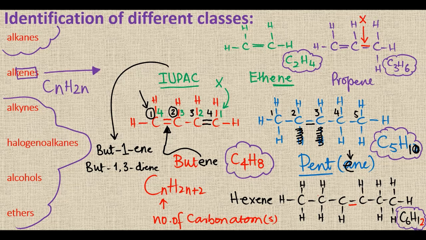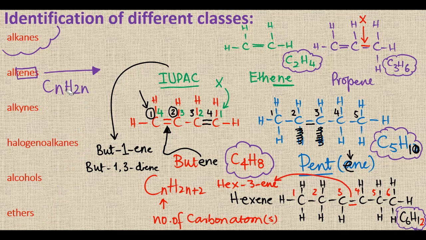According to the IUPAC rule, we have to first number the carbon atoms. In this case, numbering can start from either end because the result would be the same. So the IUPAC name of this compound is hex-3-ene, to mention the position of the double bond.